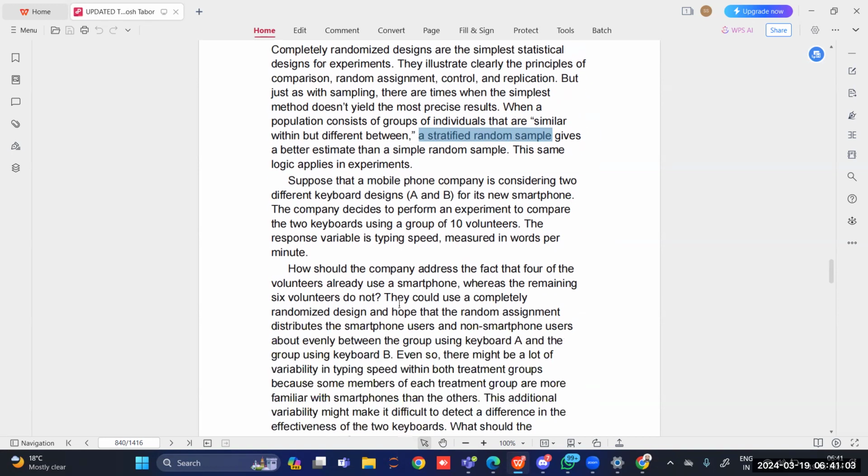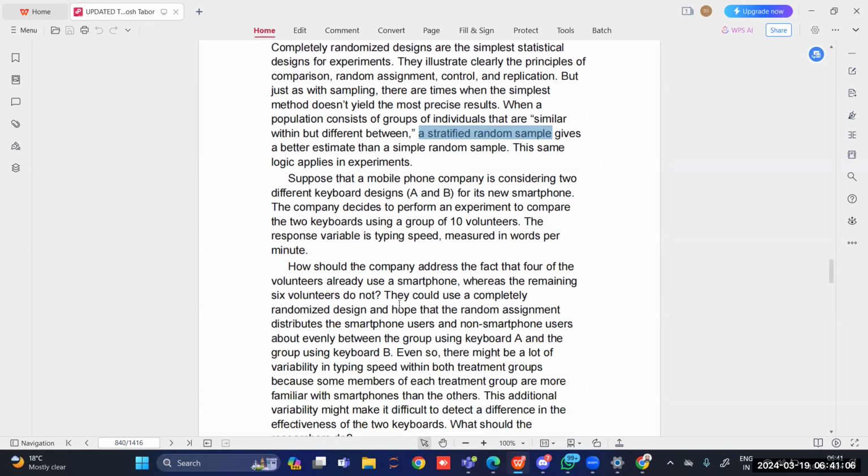So this same logic applies in experiments also. So that was sampling and this is experiment. Suppose that a mobile phone company is considering two different keyboard designs, A and B, for its new smartphone. The company decides to perform an experiment to compare the two keyboards using a group of 10 volunteers. So now we are implementing a keyboard in a smartphone, doing an experiment on 10 volunteers. The response variable is typing speed measured in words per minute. So what we have to measure is the typing speed of both the keyboards, and which keyboard fits the best, either A or B.